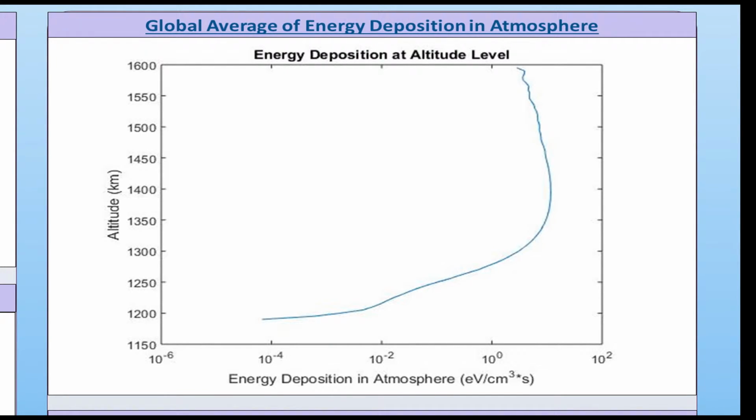The final result of our research is an energy deposition rate for oxygen ions in the atmosphere of Titan. A maximum deposition rate of 10 electron volts per centimeter cubed times seconds occurs at an altitude of 1350 kilometers.